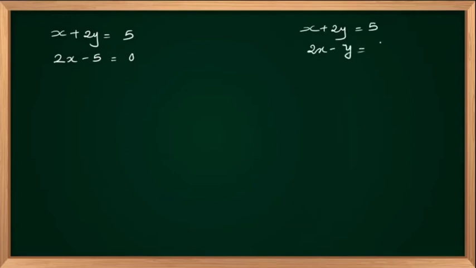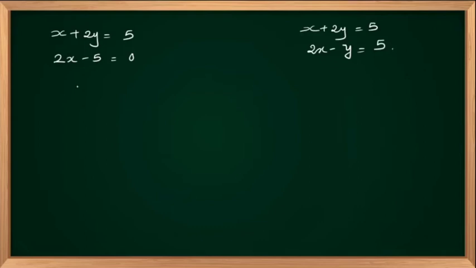The first one is x plus 2y equal to 5, and another is 2x minus y equal to 0. So this is the first non-homogeneous system of linear equations. Another is x plus 2y equal to 5 and 2x minus y equal to 5. Right?